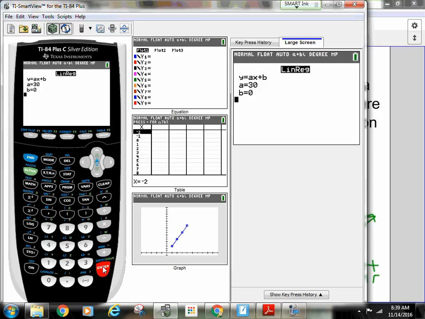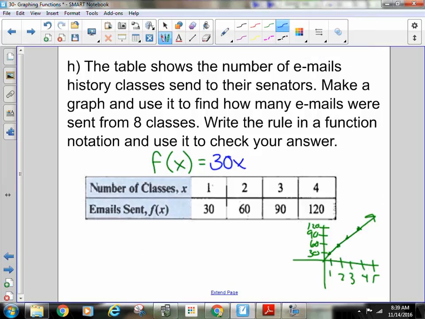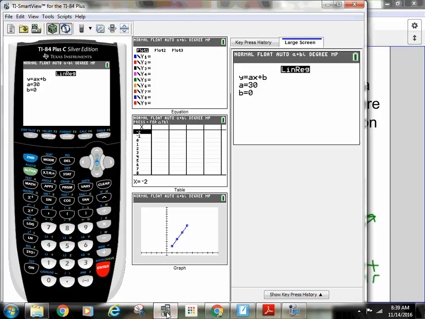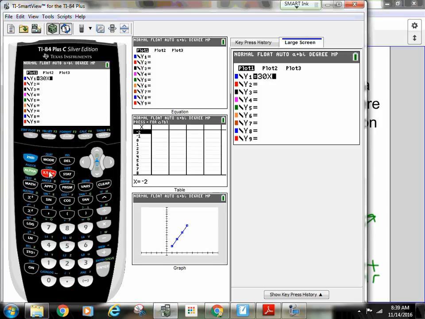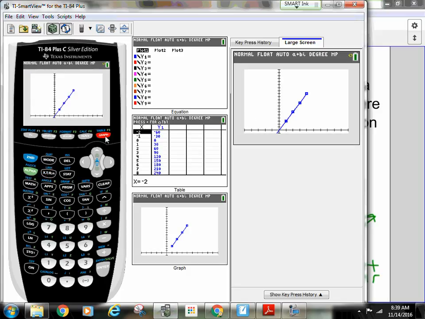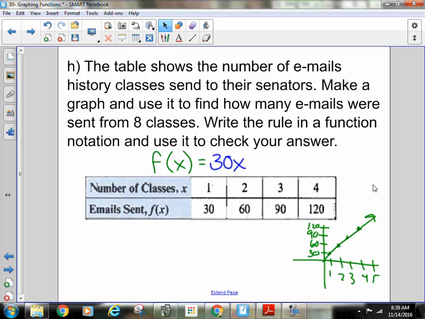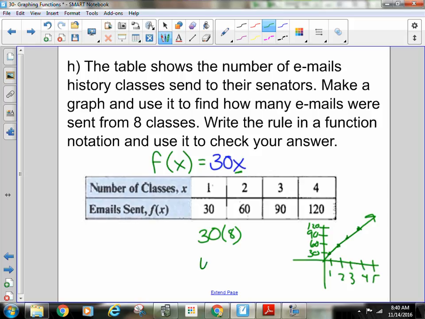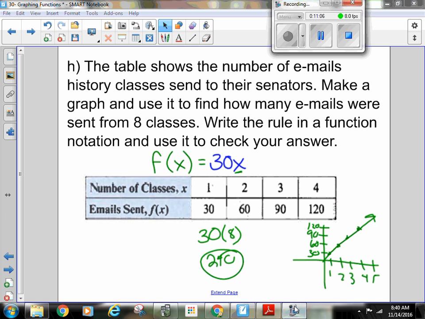So this tells us that a is 30, so our slope is 30 and our y-intercept is 0. So that's my function notation, 30x. So I'm going to go in now into my y equals and type that in, 30x, and graph it. So there's my original points, and now my graph is coming through there. Okay, I'm going to hit trace, and I'm going to follow along, and that didn't work for what I wanted. Okay, that's fine. We have our function, so we can plug 8 in here for x. So 30 times 8 is going to tell us how many emails that 8 classes wrote. And that turns into 240 emails. All right, there you are, ladies and gentlemen.